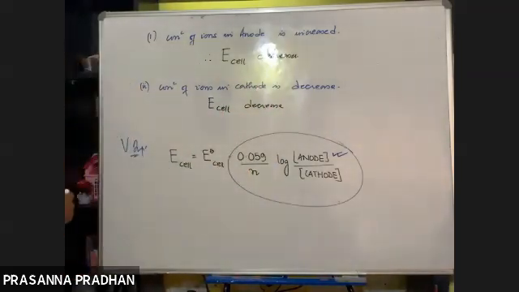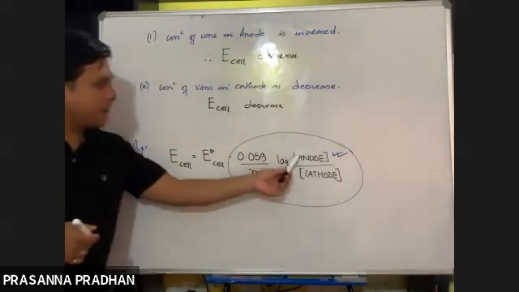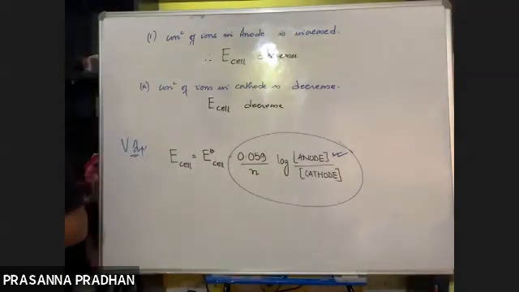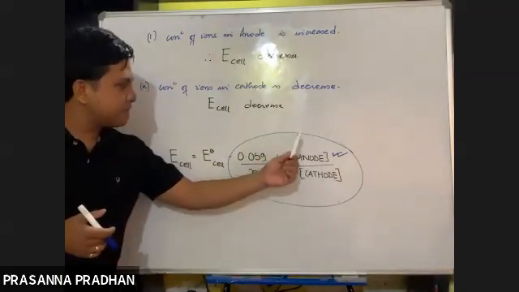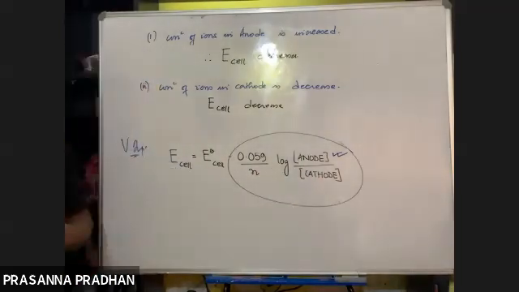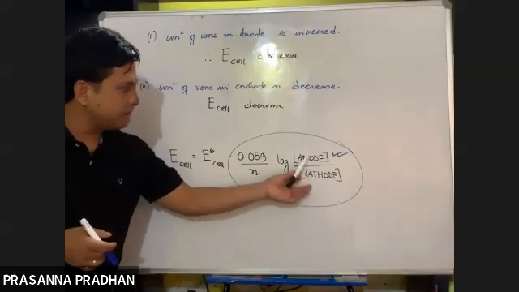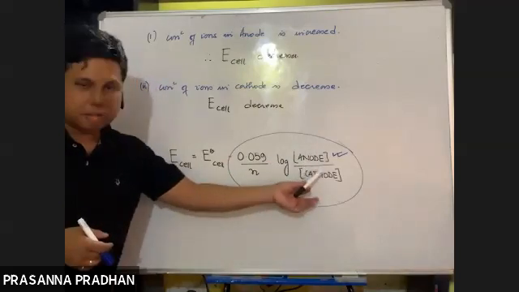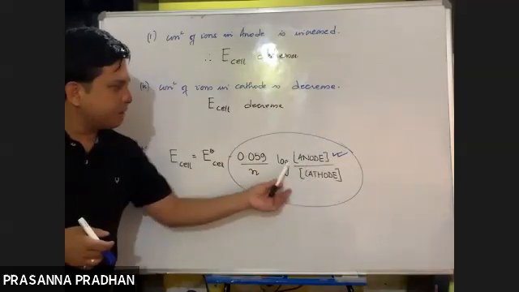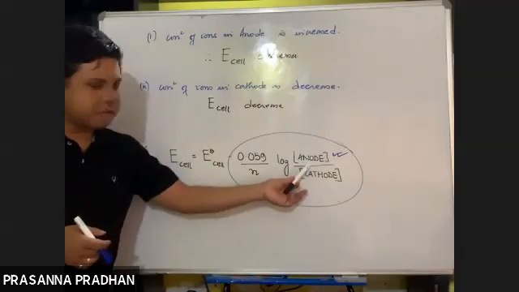Now, if I say when the concentration of species at the anode and cathode compartments is the same, then what will happen? If the concentrations are the same, then this will get cancelled. If this gets cancelled, it will be log 1. Log 1 means 0. This whole thing will be equal to 0.